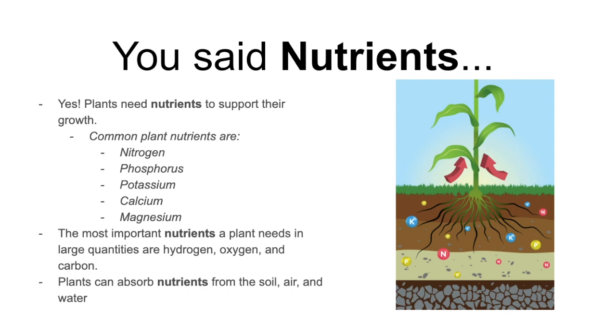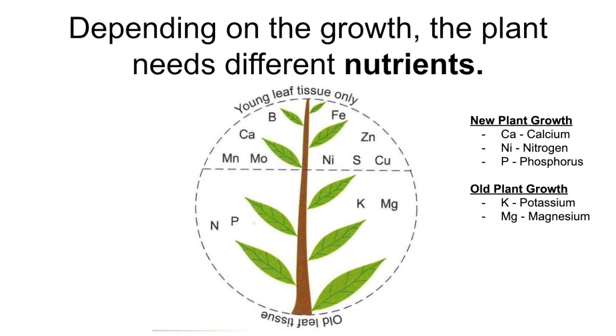Plants can absorb nutrients from the soil, air, and water. So as we learned previously, plants absorb carbon dioxide through their leaves and produce oxygen. And then you can see in our picture here that the plant is absorbing different nutrients through its roots. So depending on the growth of the plant, it's going to need different nutrients.